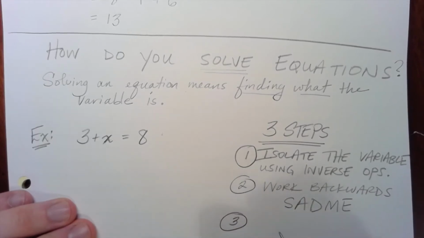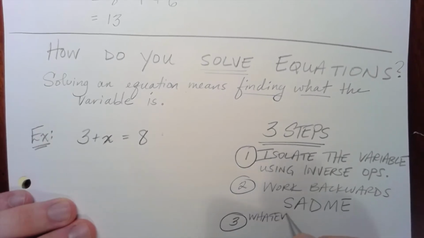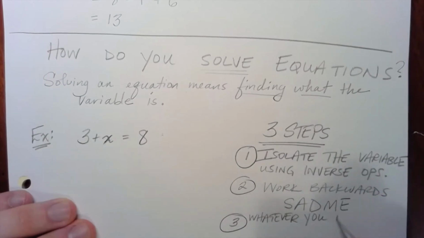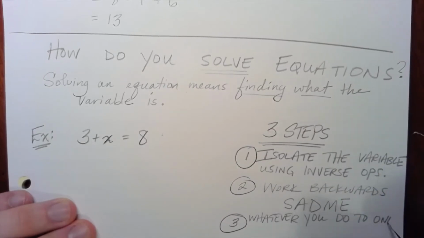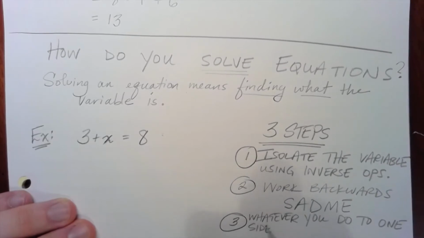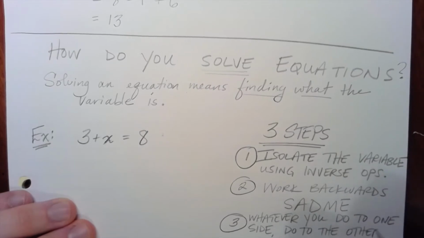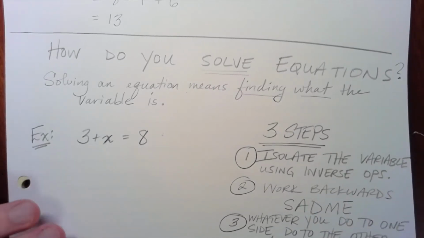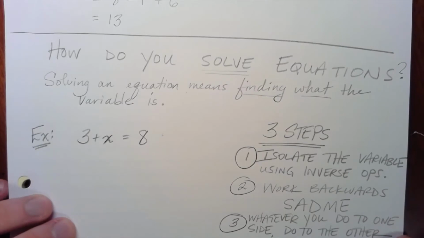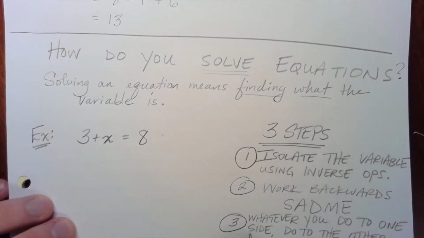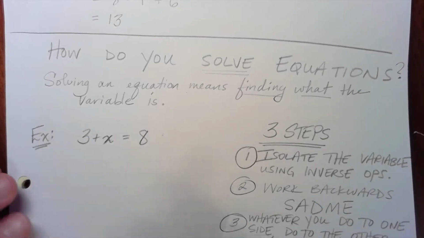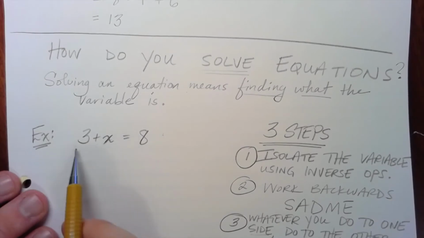And then third is whatever you do to one side, do to the other. Okay? Whatever you do to one side, do to the other. So if you do some operation, you have to do it to both sides. And when I say side, I mean sides of the equal sign. Okay? So let's think about this question again using these 3 steps.